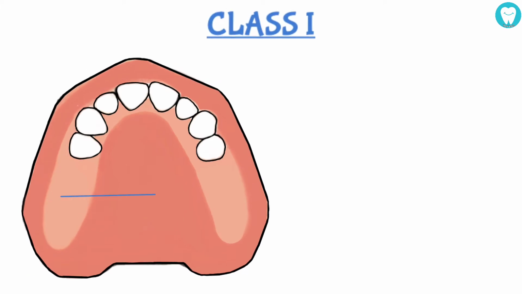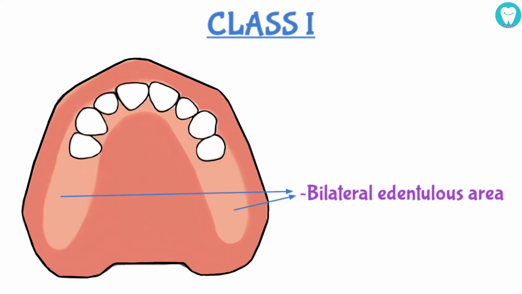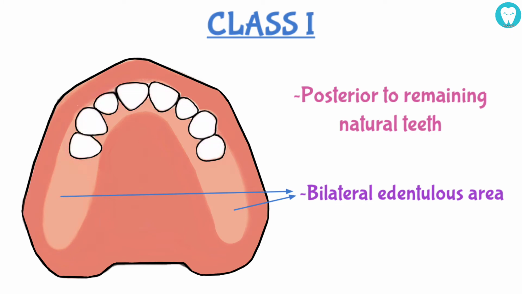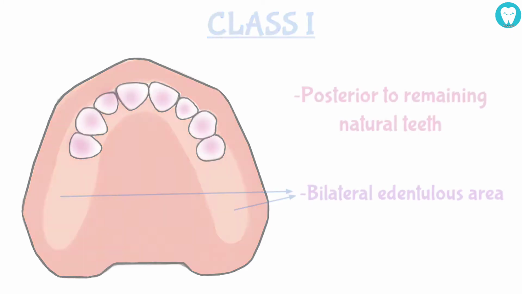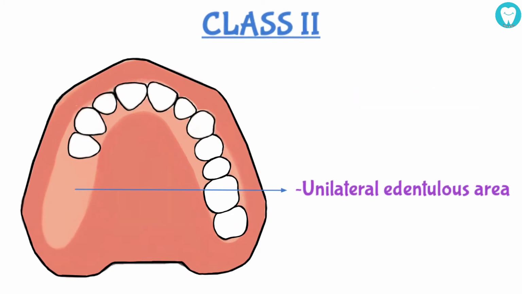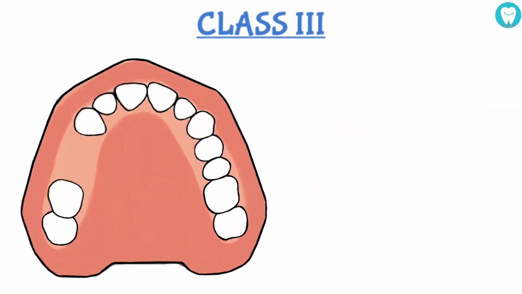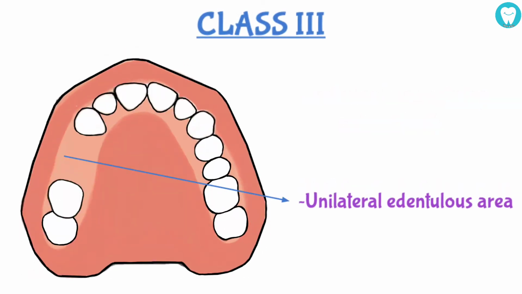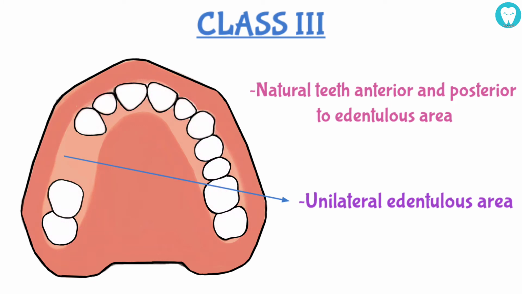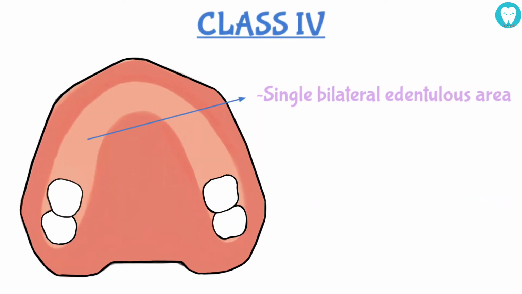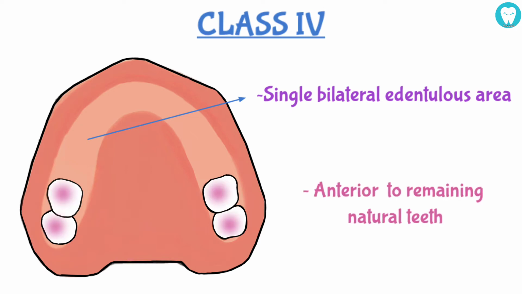Class 1. Bilateral edentulous areas located posterior to the remaining natural teeth. Class 2. Unilateral edentulous areas located posterior to the remaining natural teeth. Class 3. Unilateral edentulous area with natural teeth both anterior and posterior to it. And class 4 includes single bilateral edentulous area located anterior to the remaining natural teeth.